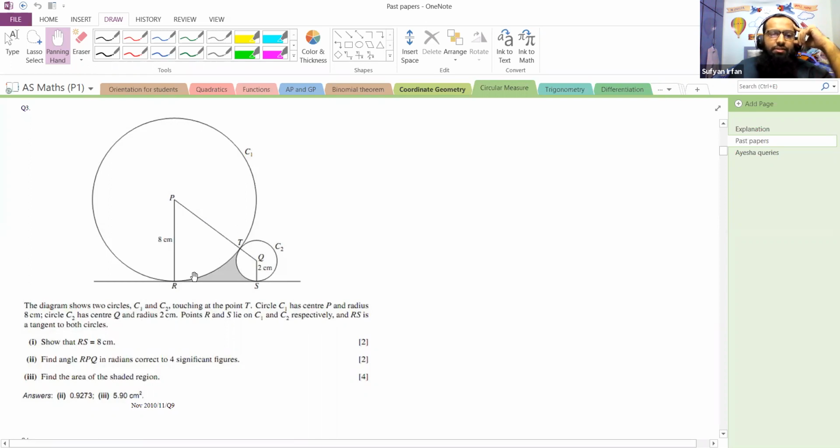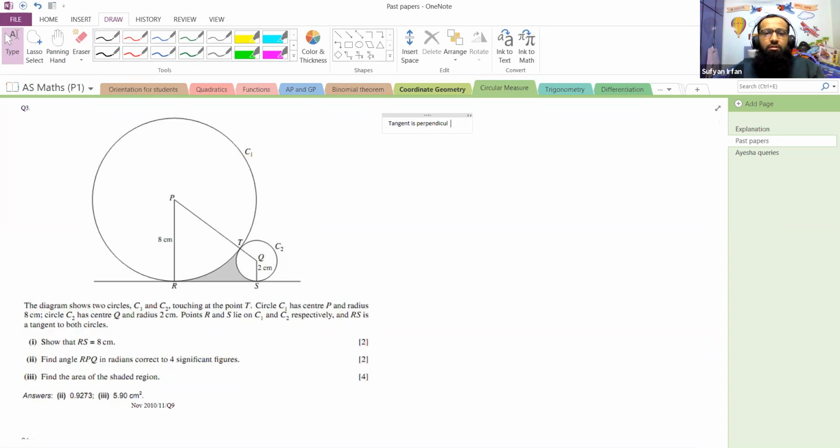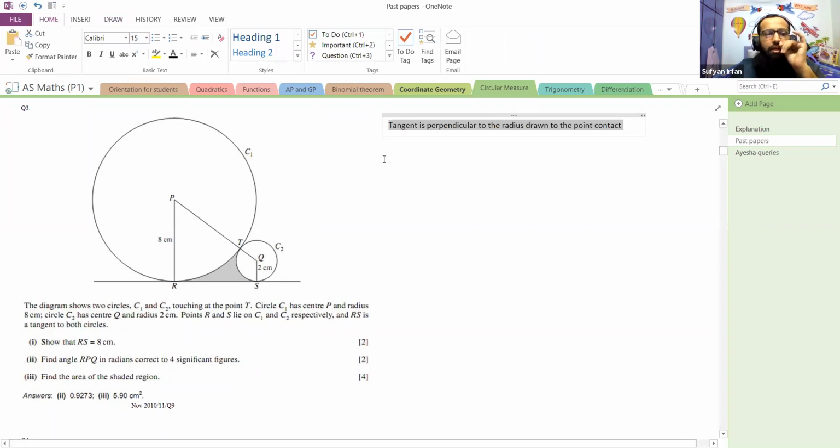Points R and S lie on C1 and C2. On C1 lies point R, on C2 lies point S. And RS is a tangent to both the circles. So the property over here that we need to recall is: tangent is perpendicular to the radius drawn to the point of contact. Any radius that is drawn to the point of tangency.